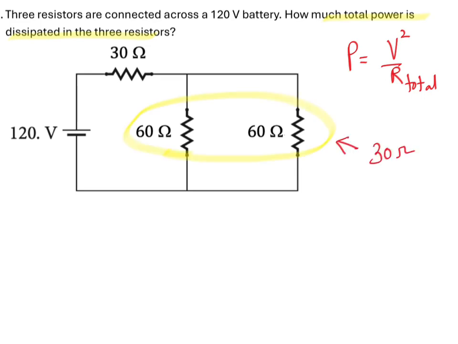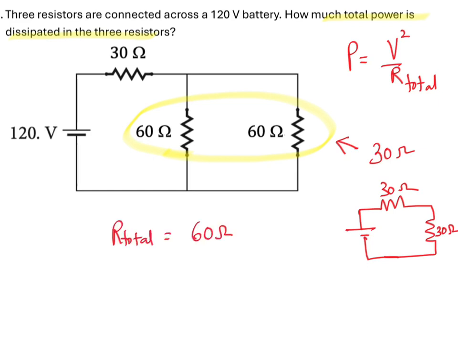So the 60 and 60 ohm are in parallel. When you combine them using the parallel formula, you'll get the answer as 30 ohm. Then we can redraw and see that the 30 ohm and the other 30 ohm are in series with each other. So that means our total is 60. Just substitute the numbers into the formula for power and we get the answer as 240 watts.